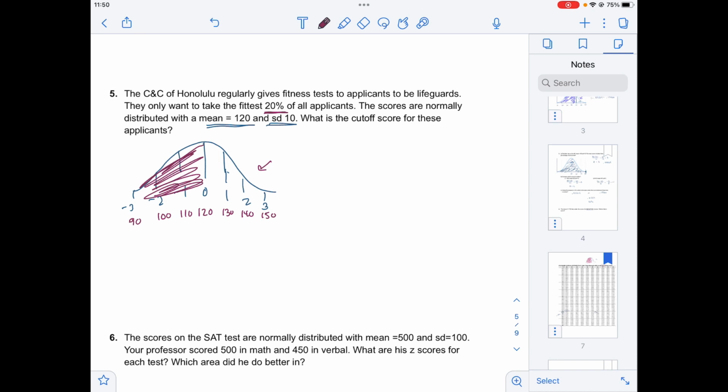So you can use your formula: Z equals the raw score minus the mean, divided by the standard deviation. We don't know the raw score, but we want everything to the left to be 80%, so we want the top 20. So 0.80 equals x, the cut score we're trying to find, minus the mean of 120, divided by 10. When we work that, we get 8 equals x minus 120, and solving for that, we get x equals 128.